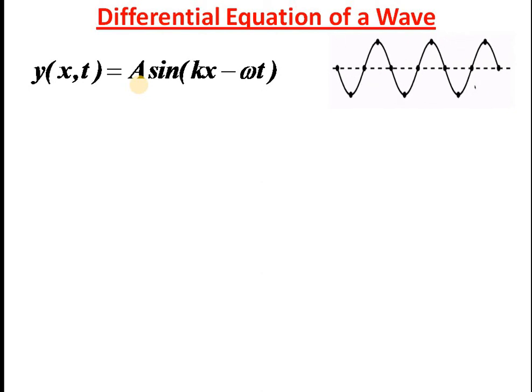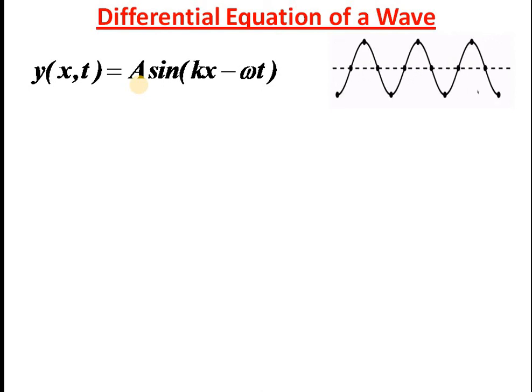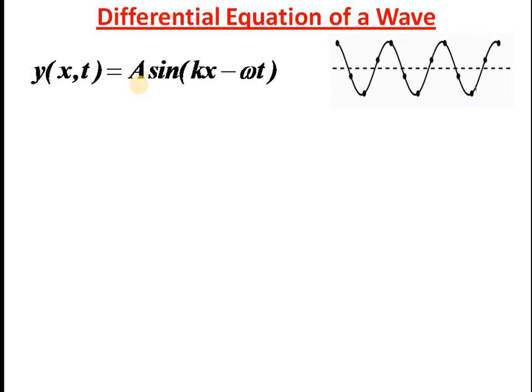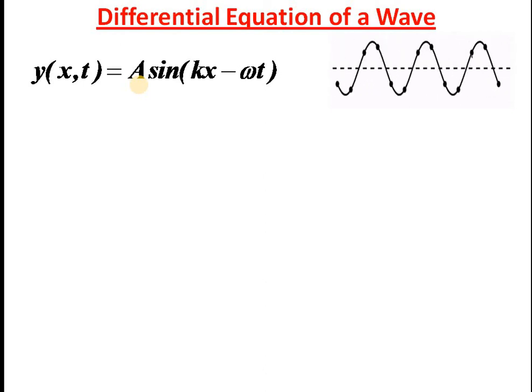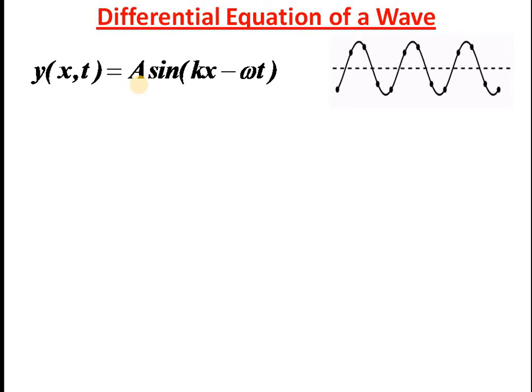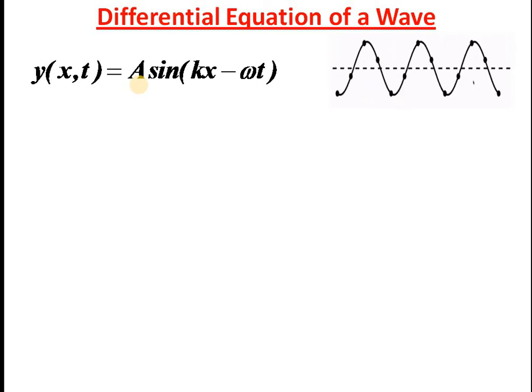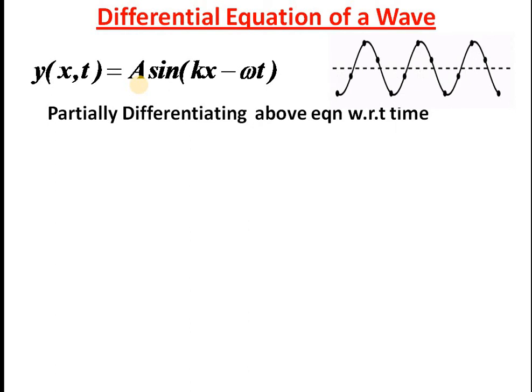What we will do, we know here there are two parameters. One is x, other is time, or position and time. We will repeatedly differentiate the given function, first in terms of time t, and secondly in terms of position x. So we will look into what is the rate of change of y with respect to time, as well as the rate of change of y with respect to x. Then some comparison will be made, and that will lead us to the differential equation of wave. Okay, so let's see how this is done.